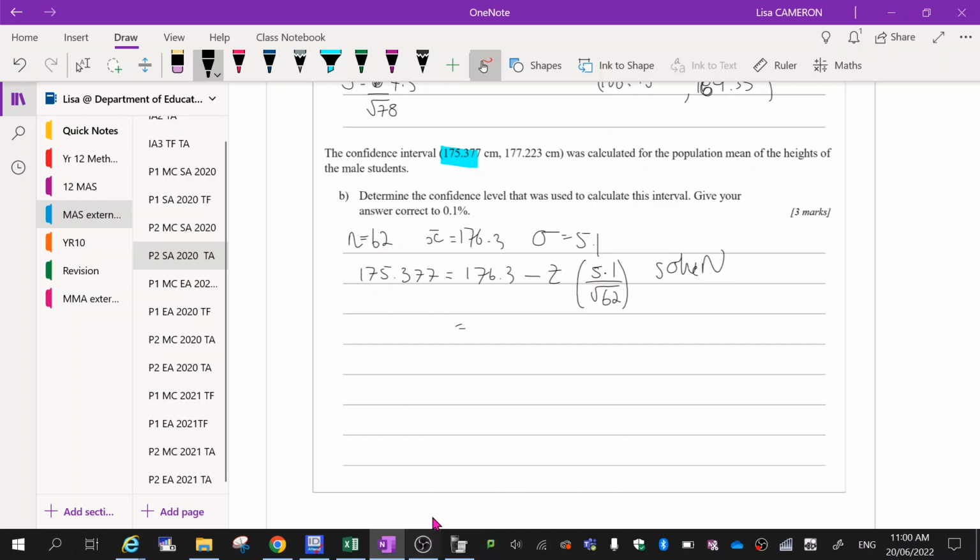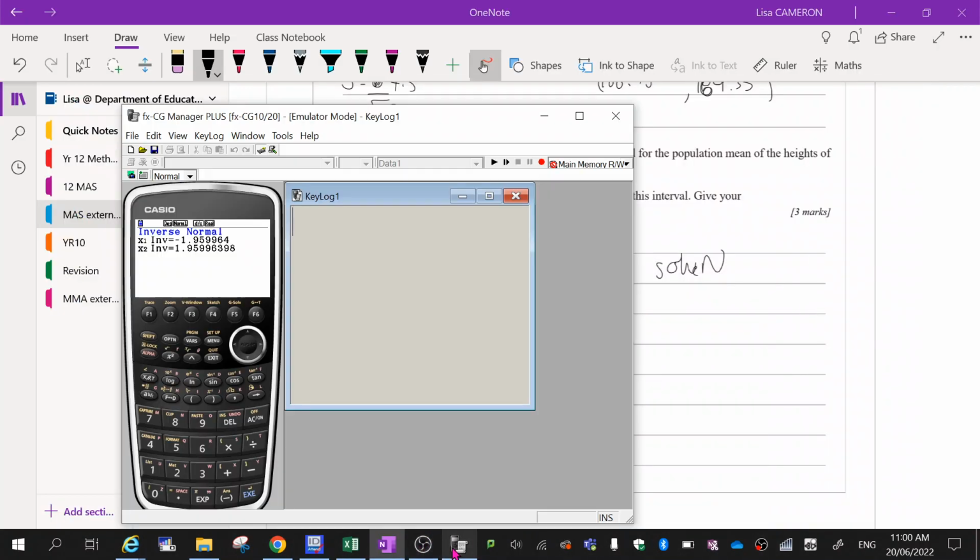If you're allowed to use the calculator, use it as much as you can. So once you've got your solve n, all you need to do for that, go back to your regular run matrix, options, calc, solve n, chuck it in, 175.377 is equal to, shift, equal, 176.3 minus x, bracket, fraction inside of there, so 5.1 over square root of 62.